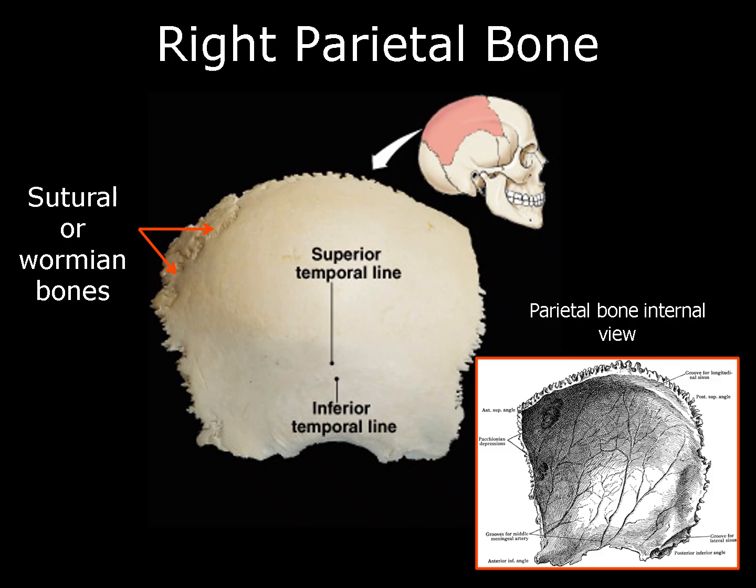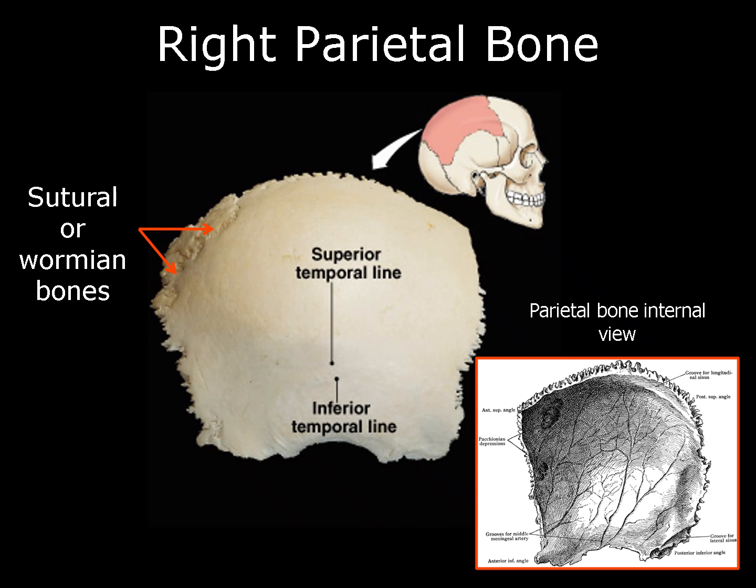The paired parietal bones make up the sides and roof of the cranium. They fuse with each other in the midline forming the sagittal suture. Occasionally, wormian or sutural bones are present. The superior and inferior temporal lines are attachment sites for the temporalis muscle, which inserts on the mandible and functions to elevate the lower jaw.